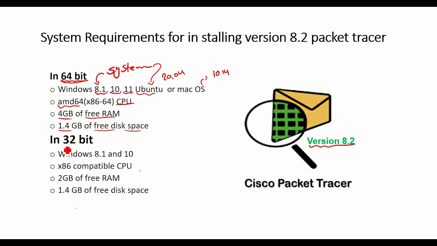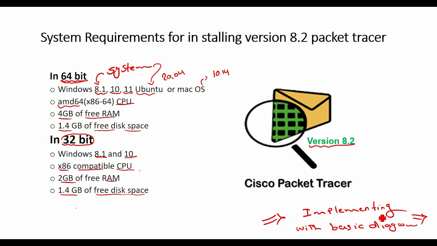For Cisco Packet Tracer 8.2 32-bit, one of the following operating systems: Windows 8.1 and 10, a 32-bit compatible CPU, 2 GB of free RAM, and 1.4 GB of free disk space is required to install the Packet Tracer version 8.2. Now I want to show you how to use Packet Tracer and give you a simple diagram of how to work with it.